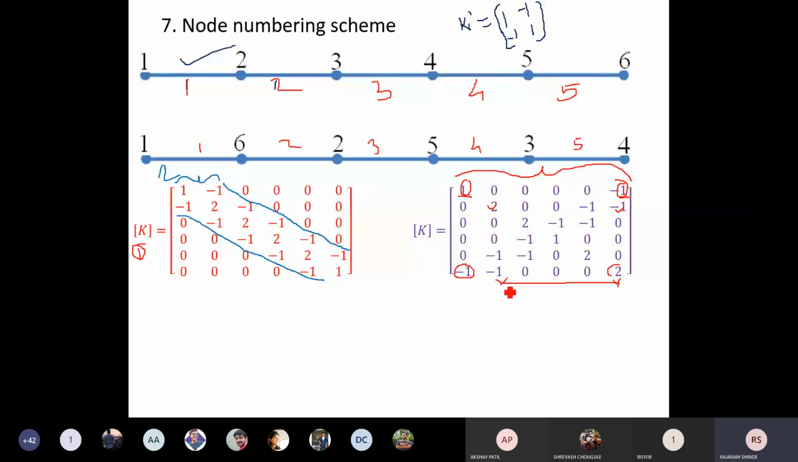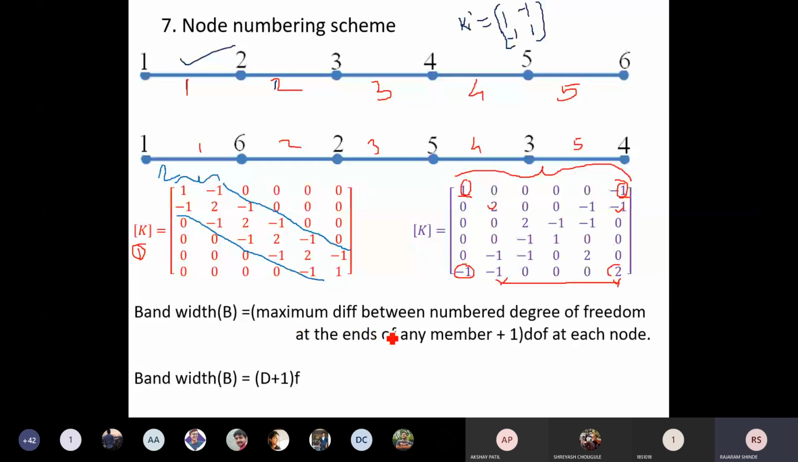Now see here, from these two cases I will tell you the definition of the bandwidth. Bandwidth is the maximum difference between the numbered degrees of freedom. It is not the node number. It is the numbered degree of freedom at the ends of any member, plus 1, into the degrees of freedom at each node.